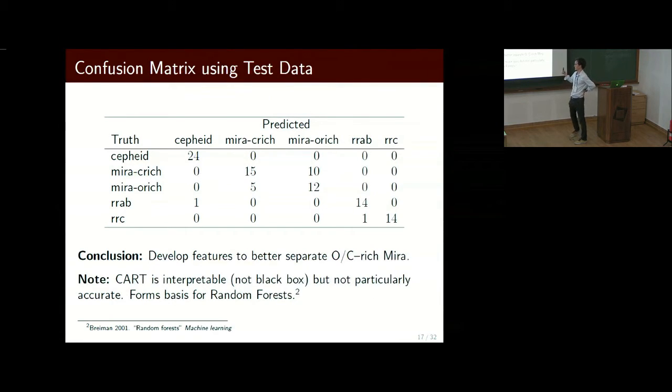That is very useful if you're looking to improve on a classifier. What this confusion matrix is telling you is that you need to develop better features for separating O and C-rich Miras, and then possibly refit the model to a richer feature set.